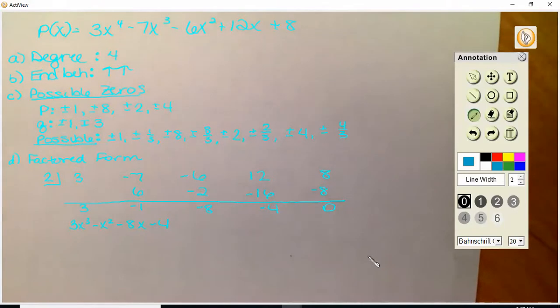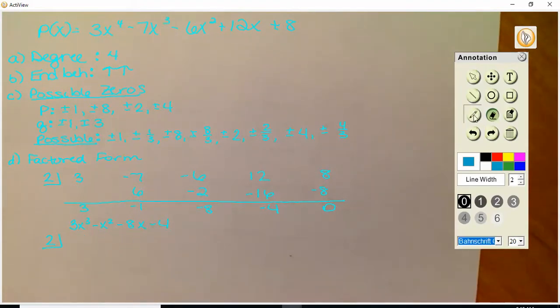We need another 0 that works. Or if you looked at your graph, what happened at 2? What did the graph do? It bounced. So what does that tell you about 2? It's a multiplicity of 2, so it'll work again. Let's do synthetic again with another 2. Does that work for every number if it bounces? Yes, if it bounces, you can automatically do it a second time.